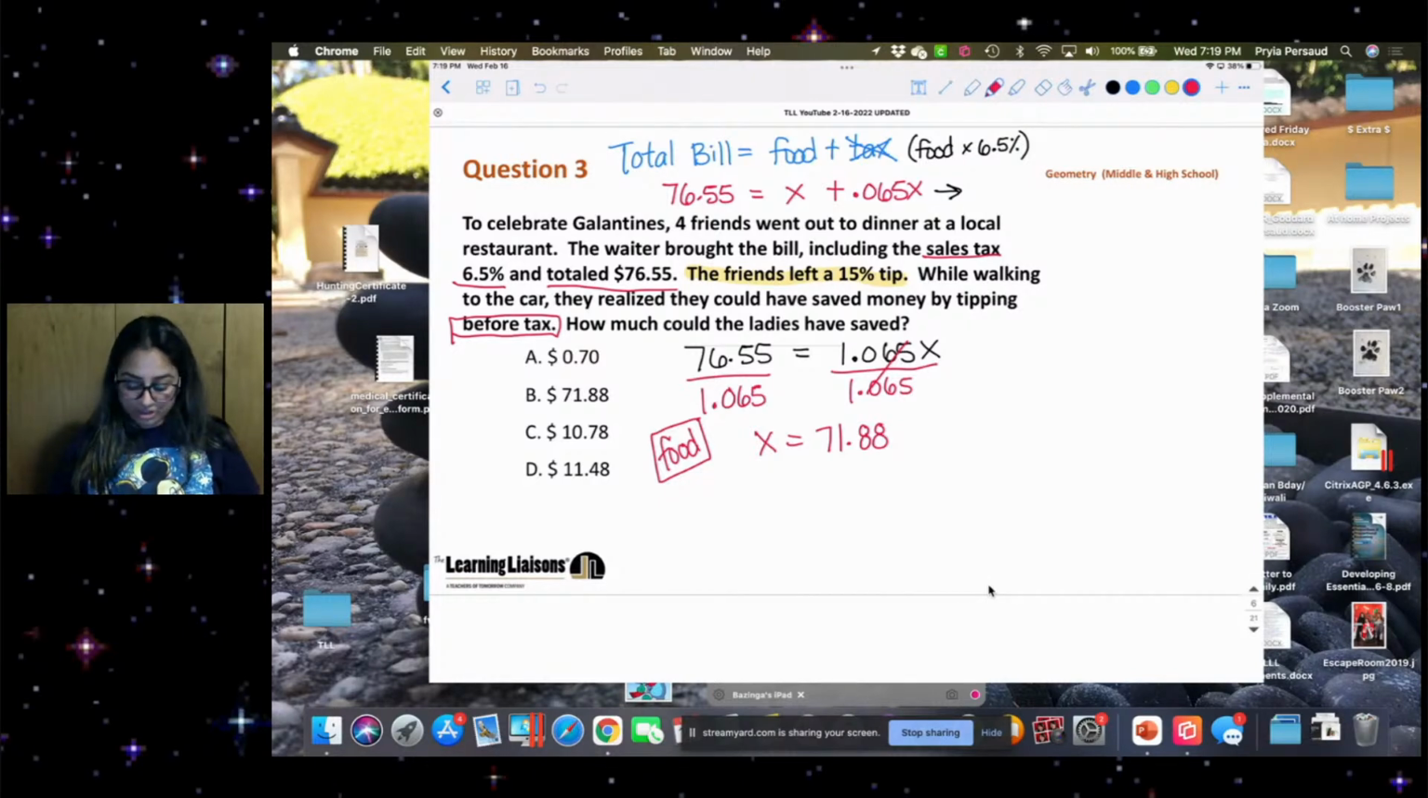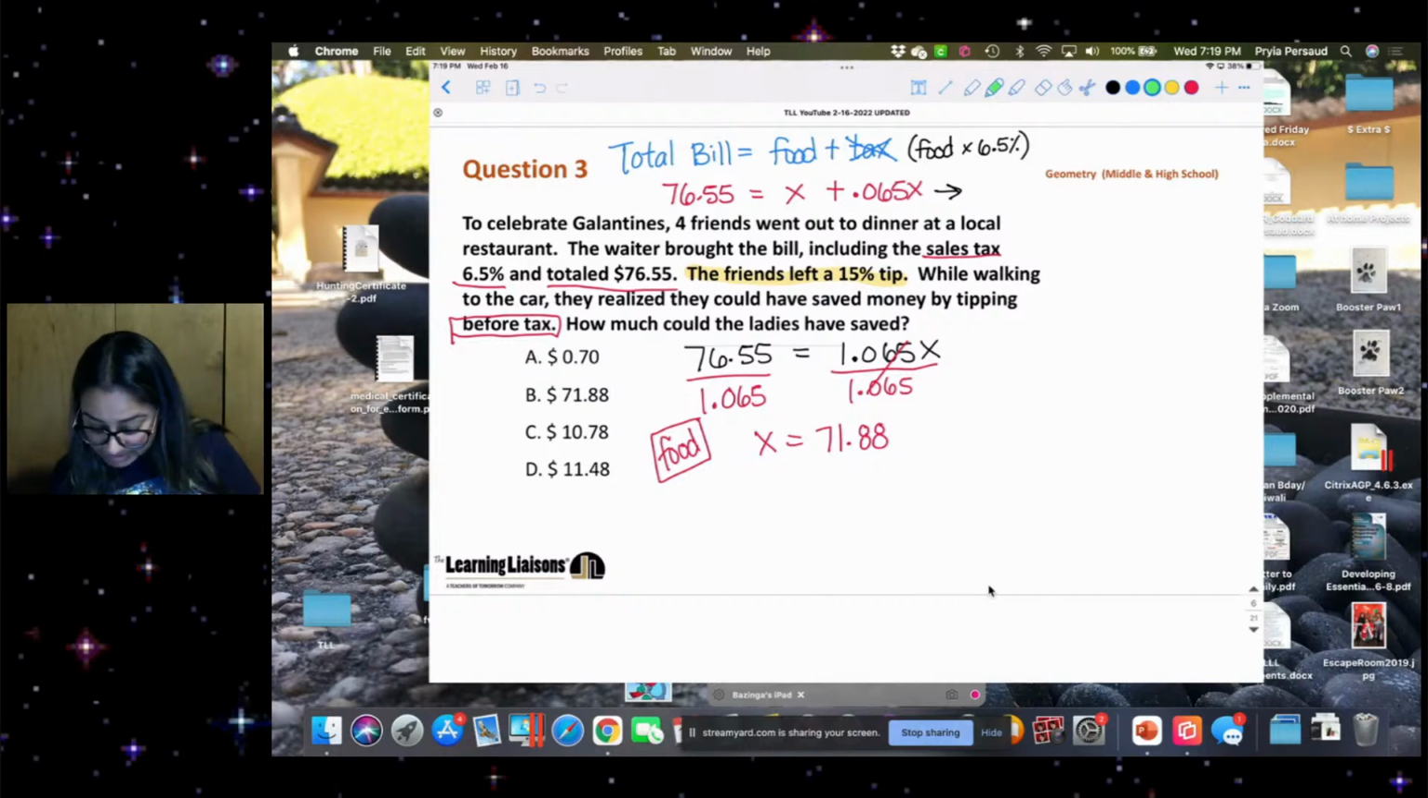Well, what is the question asking? They tipped on the total when they could have tipped before the tax, which is just the food, and save some money. So what we need to do is take 15% of 2 numbers, because we have to compare them, and we have to subtract. So what 2 numbers do I need to do that of? I need to do it of the total, because that's what they tipped on.